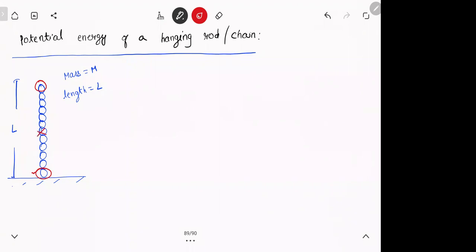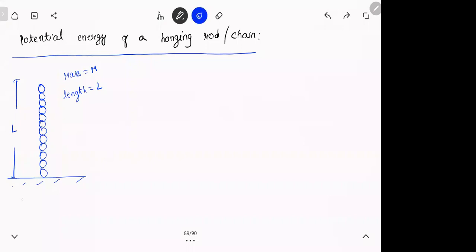Are you getting it? See, for example, it is like this thing: 0, 1, 2, 3, 4, 5, 6, 7, 8, 9, 10. What is 10 and 0 ka average? 5. What is 9 and 1 ka average? 9 plus 1 by 2, 5. 8 plus 2 by 2, 5. 6 plus 4, 5. Are you getting something? So if you see this thing, each point is a different height. So actually every part of the chain has different potential energy.